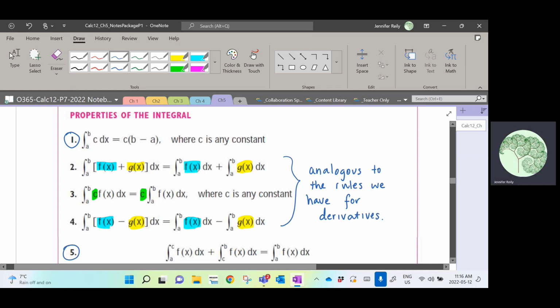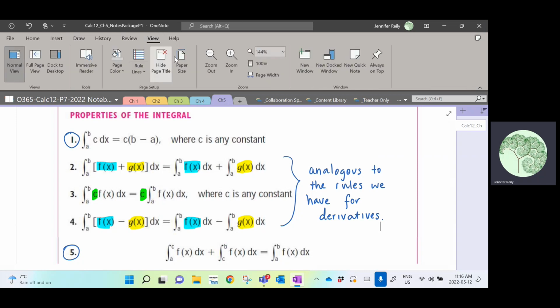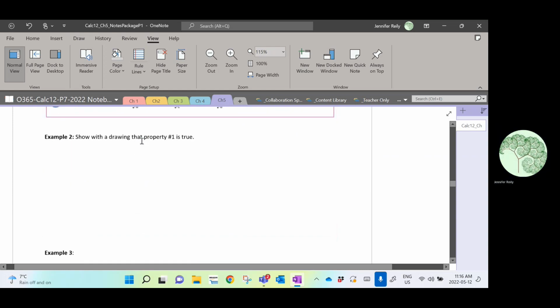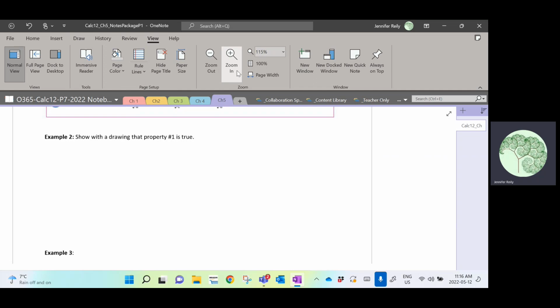Rule number 1 and rule number 5 we're going to look at down below. I think those ones make a lot more sense when we actually draw them out. So rule number 1 says if you're trying to take the integral of a constant, then the answer would be c times b minus a. So example 2 says show with a drawing that property 1 is true.